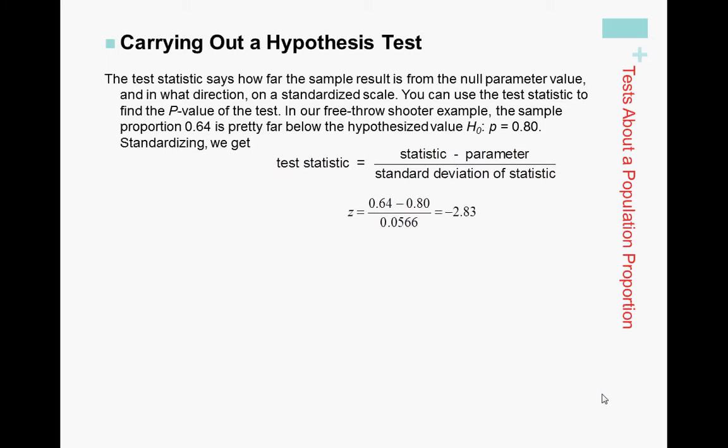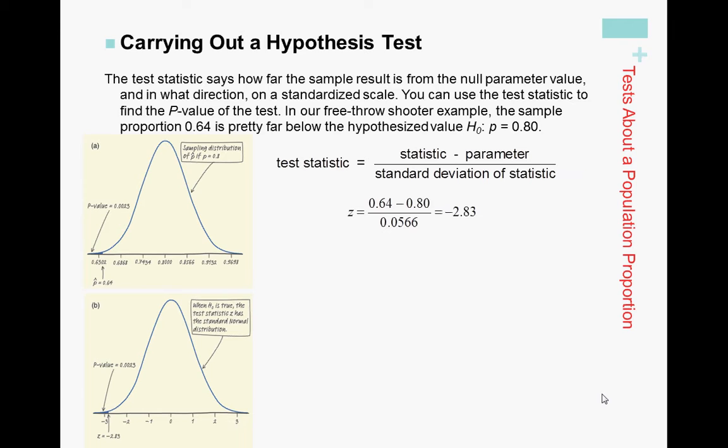In our free throw shooter example, the sample proportion 0.64 is pretty far below the hypothesized value of 0.8 from the null hypothesis. So you can see here how we've standardized it. Our statistic is our sample proportion, 0.64. Our parameter is what the null hypothesis claims the true proportion is, which is 0.8. And then we found from the sample proportion standard deviation formula previously the standard deviation of 0.0566. So we compute that and we get a z-score of negative 2.83. Remember, that means the sample result in this test is 2.83 standard deviations below the claimed proportion. So you can see right there on the graph that it is pretty far away.